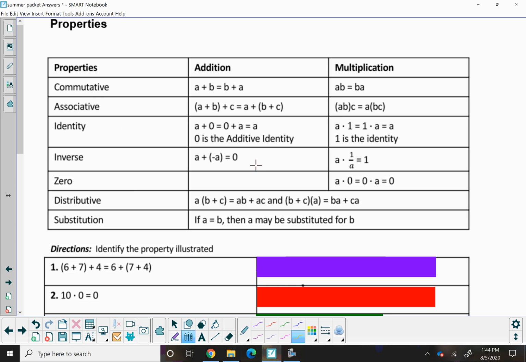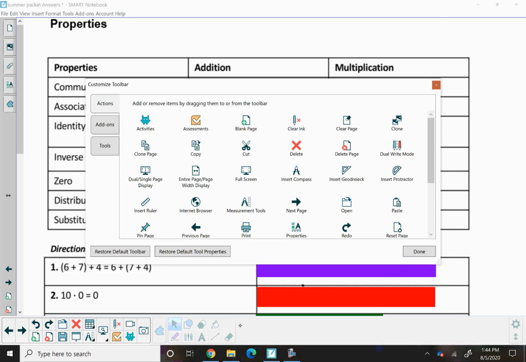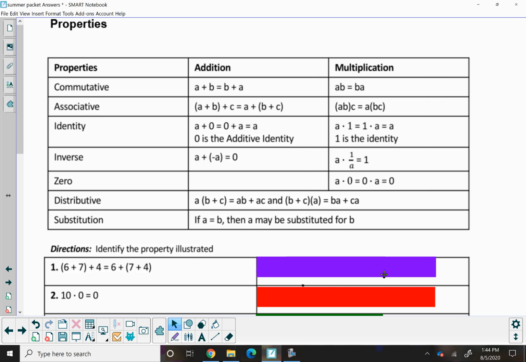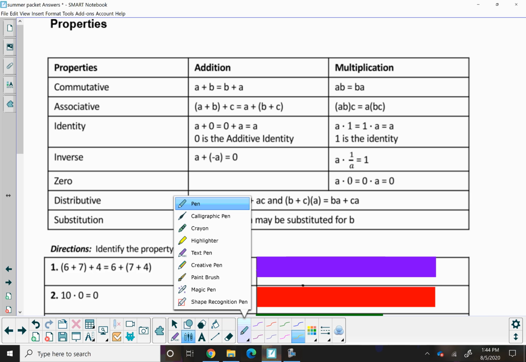Okay, remember commutative property. What it is it's change order. And you can remember that. Oh, Jesus. It's not liking me today.